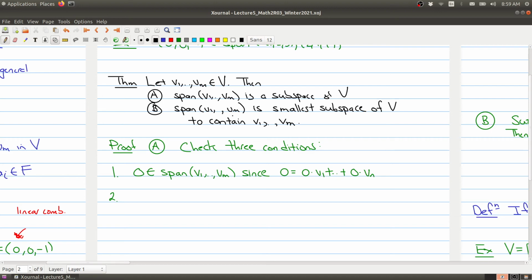Now, the proof of part A, because it's checking that it's a subspace, really boils down to checking the three conditions of being a subspace. I'm going to pause here and give you a chance to think about the proof of this. I've started the proof for you. I've already shown that 0 is in the span, and that's pretty straightforward because you can write 0 as the scalar 0 times v1 plus the scalar 0 times v2 and so on. So the vector 0 is in the span. But what about the other two conditions? After a short break, we'll come back and finish up this proof.